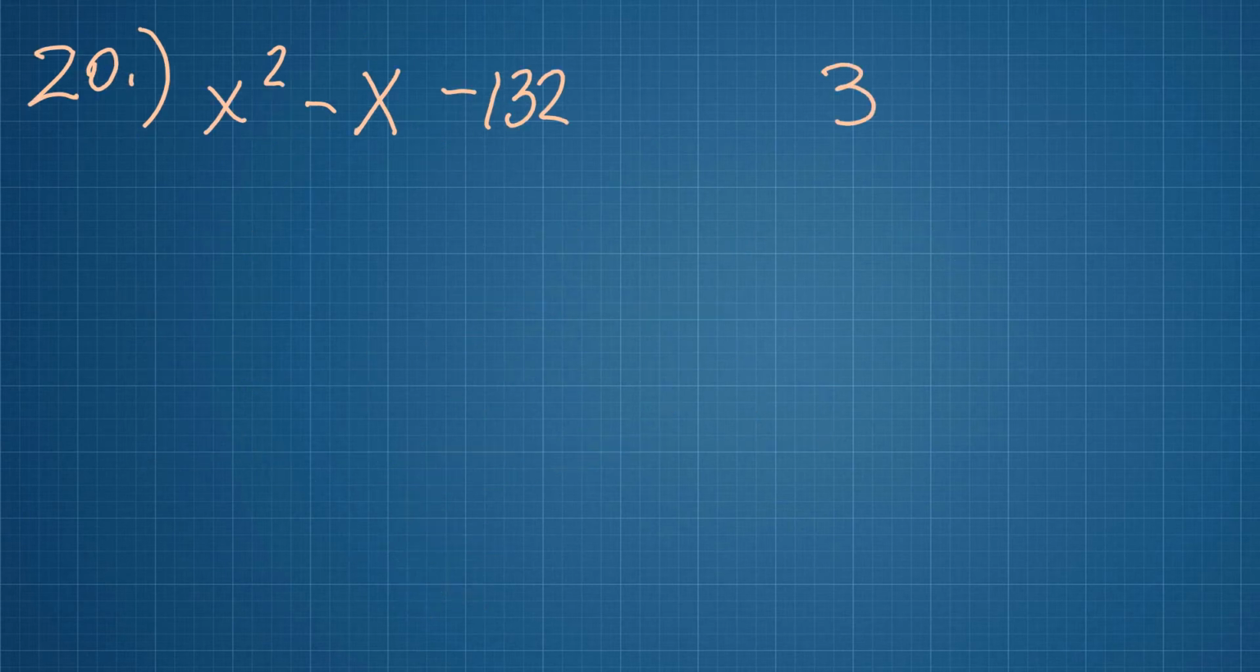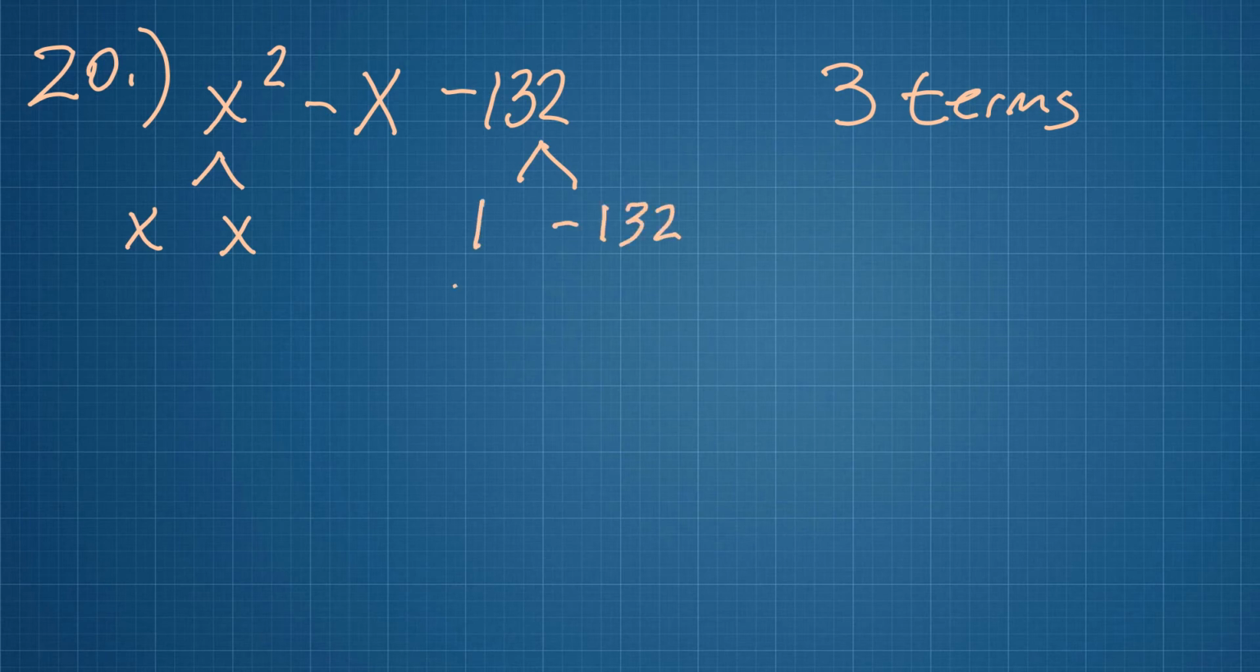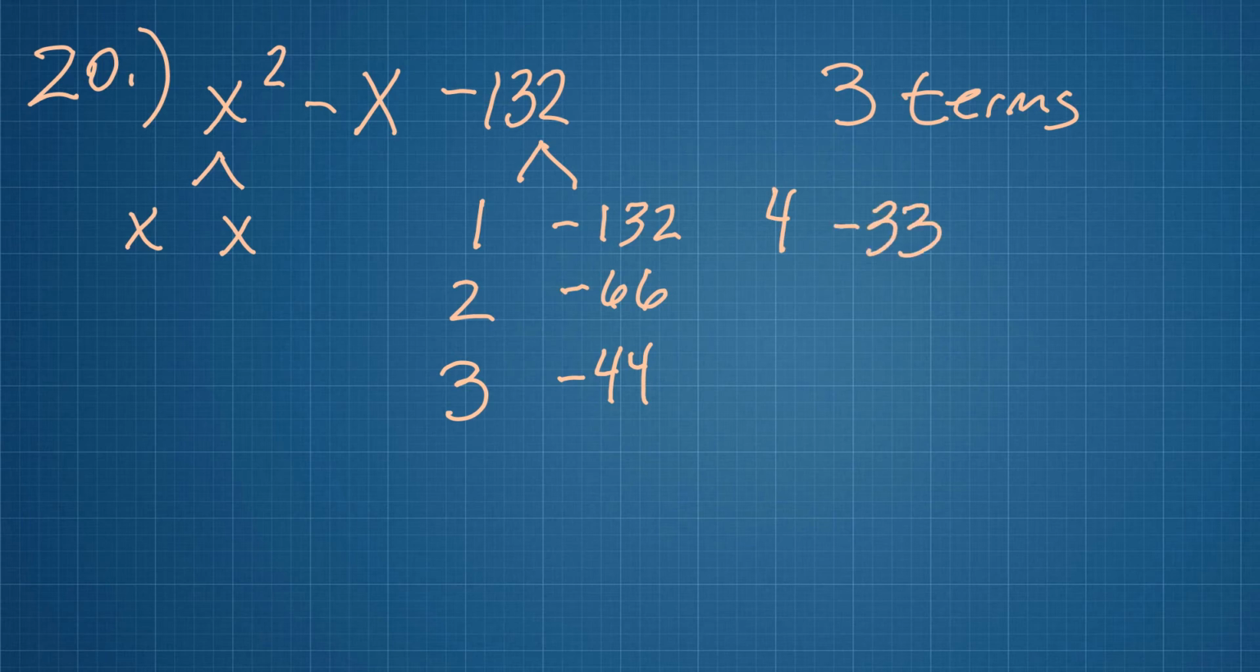All right, number 20, once again, has 3 terms. So I'm going to break down the factors of the first term, that's x and x. I'm going to write down the factors of the last term. There's a whole bunch of factors here. I have 1 and negative 132. I have 2 and negative 66. I'm going to have 3 and negative 44. I'm going to have 4 and negative 33.